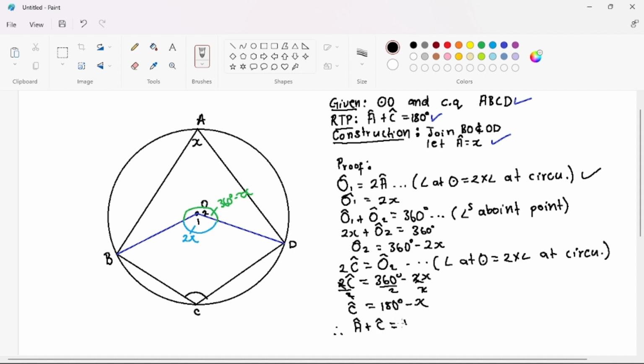equal to, what is our A? Our A is x. We are simply going to substitute here, guys. And then our C is going to be plus 180 degrees minus x.